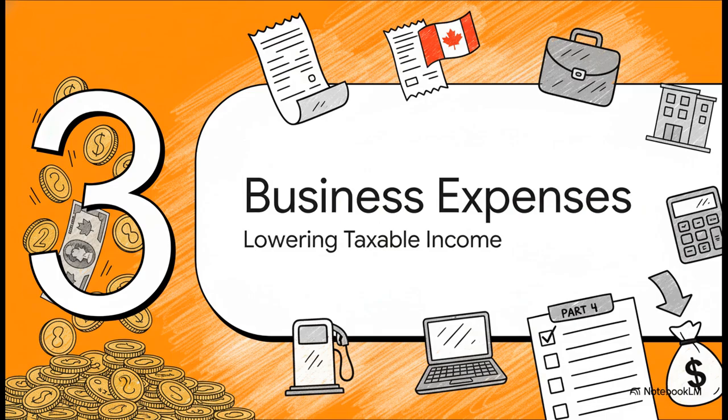Okay, now for the part everyone loves, expenses. We've established our income, and now we get to start chipping away at it. Every single dollar you spent on a legitimate business expense helps to lower your taxable income. And of course, a lower taxable income means you pay less tax. Part 4 of the form is basically a giant checklist to help you do just that.